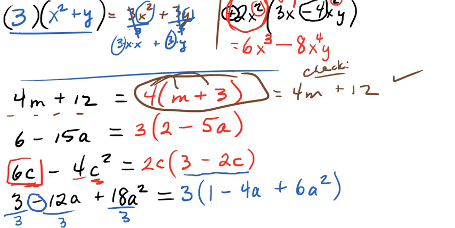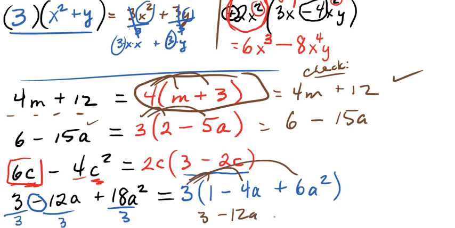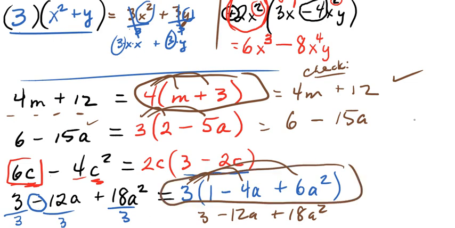This is still your answer. Right there. Okay? So if I multiply this in, 3 times 2 is what? 6. 3 times negative 5a is negative 15a. Is that what I started with? Yes. So that's how you check. You can just distribute. We'll do this final one. 3 times 1 is 3. 3 times negative 4a is minus 12a. 3 times 6 is 18a squared. Is that what I started with? Yes. So this is my answer.